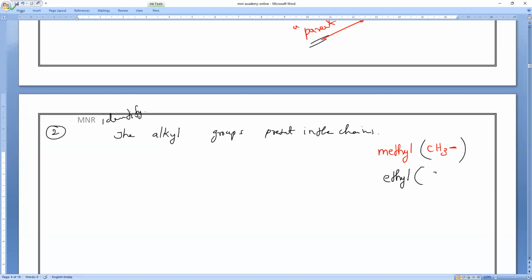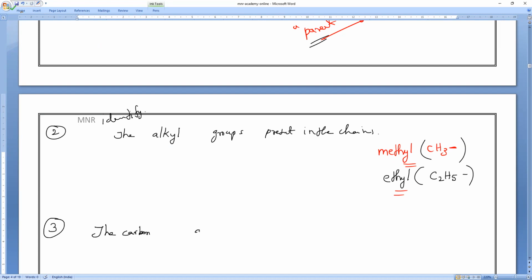Ethyl. What do you mean by ethyl? From ethane, C2H5 with a bar. When one hydrogen is removed from the alkanes, we get the alkyl groups. So you have to identify these methyl groups or ethyl groups, or simply alkyl groups, in the given structure. Next, point number 3. You write this point; when we make the structures, you will understand it. So please write it.